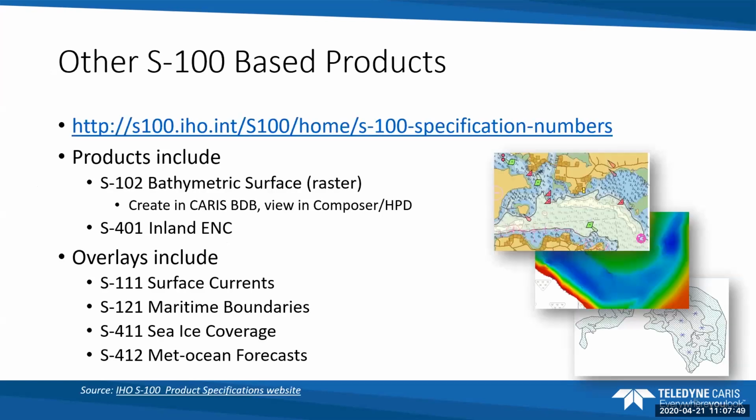There are other S-100 based products than S-101. You will find the complete list on the IHO website, and I put the URL to that website here. And I also listed a few of them as examples, like the S-102 bathymetric surface, which you can create with Base Editor and view in the Composers or in HPD. Inland ENCs, surface current, maritime boundaries, sea ice coverage, etc.